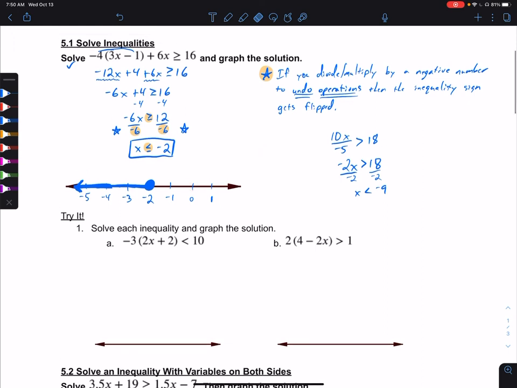And there we go. Two things to be very aware of: when you're dividing or multiplying by a negative number to undo operations, make sure you're flipping the inequality sign, and make sure you're careful about whether you would have an open or closed circle.